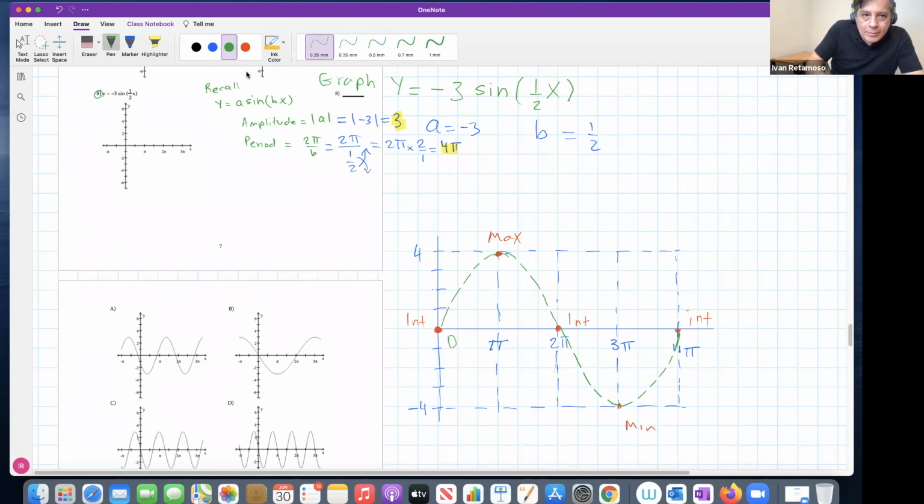Basically this. Maybe we should use a different color. Taking the reflection, right? Up here, smooth again, down here. So this should be the graph of y equals minus 3 sine of 1/2 of x, right?